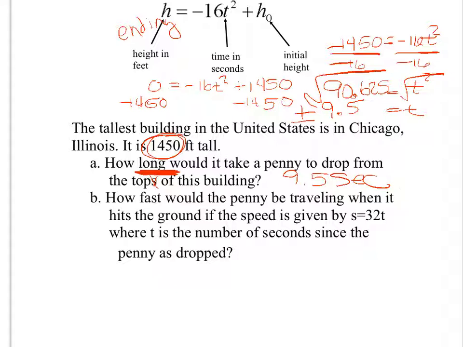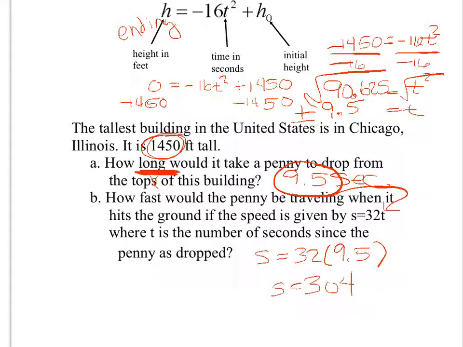And then the question is, how fast would the penny be traveling when it hits the ground if the speed is given by s equals 32t, where t is the number of seconds since the penny is dropped? We just found out that it's 9.5 seconds. So that means we're going to take this 9.5 and plug it in for t into this equation they gave us. So s equals 32 times 9.5. And 32 times 9.5 is 304. So 304, what is it saying? How fast would it be? I would say that's in feet per second. So it's traveling at 304 feet per second.